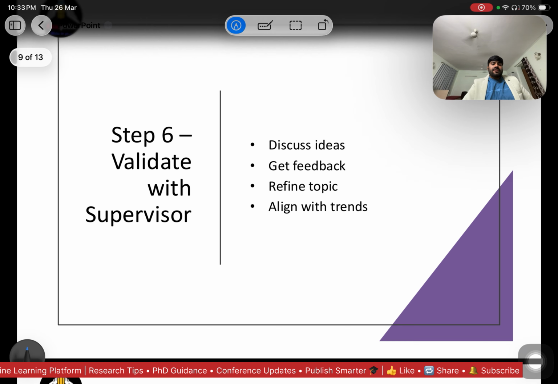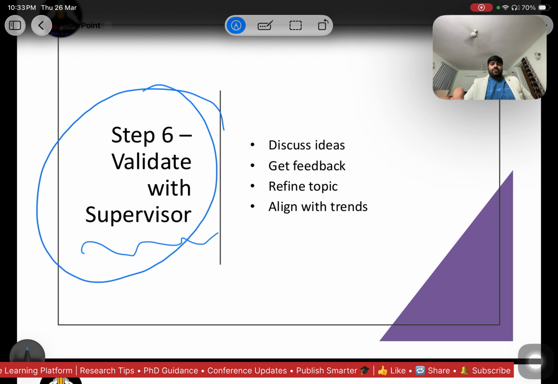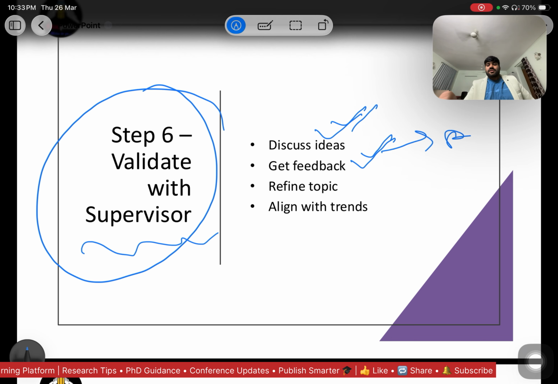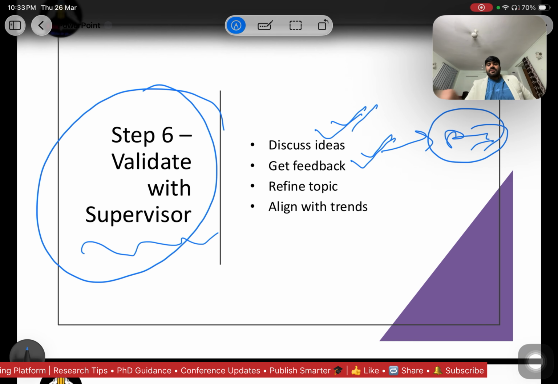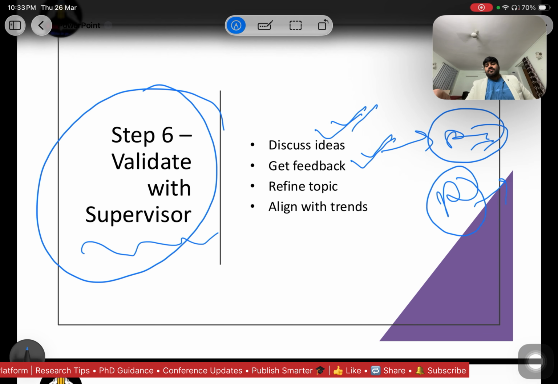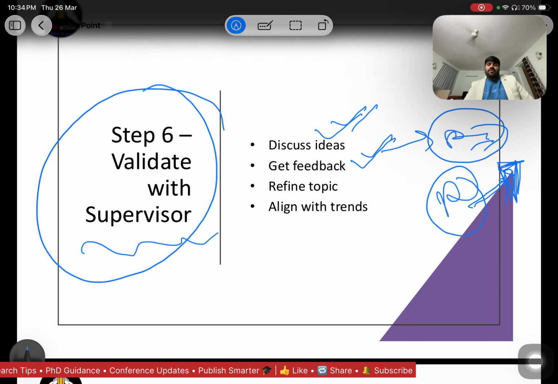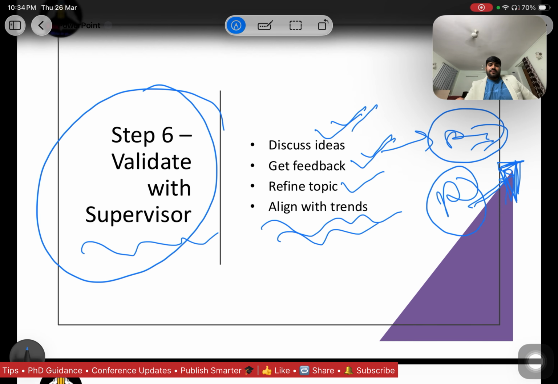Step 6 is validate with a supervisor. Discuss the idea with your supervisor, get the feedback, also from your colleagues, research scholars, and all. When they provide you feedback, your research will get strength, and it is very easy to publish, because most of the things which we don't know, our colleagues can know, so we can get ideas from their knowledge. Also refine topics, align with trends.